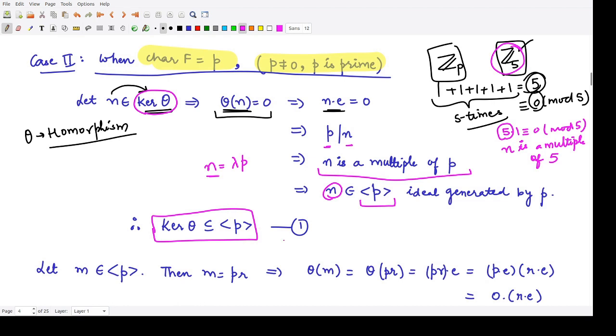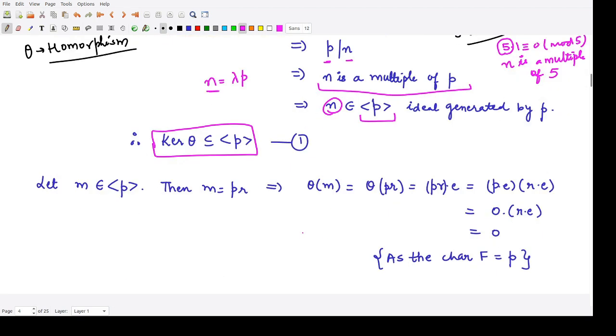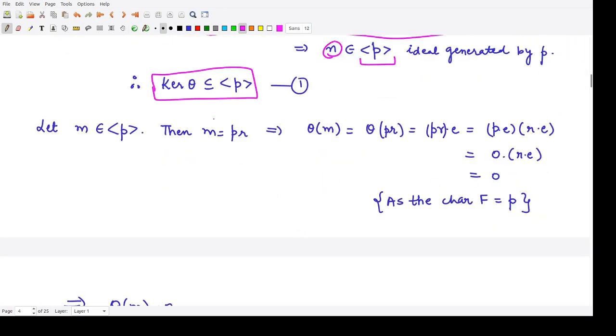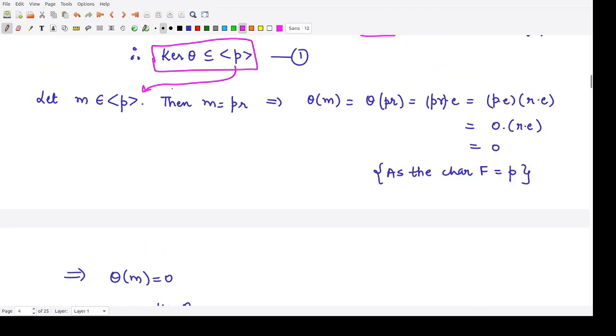So say this is our equation number 1. The next task is we take some element from P and try to prove it belongs to the kernel of θ. So we assume m belongs to the ideal generated by P.